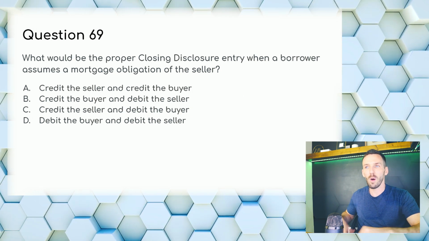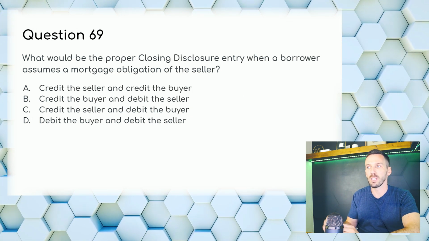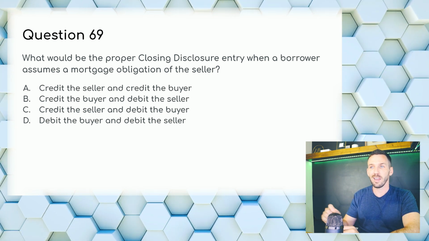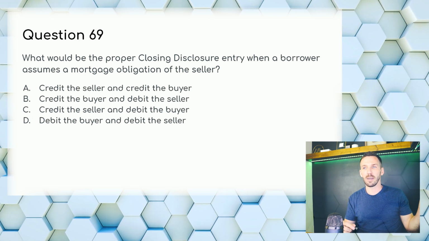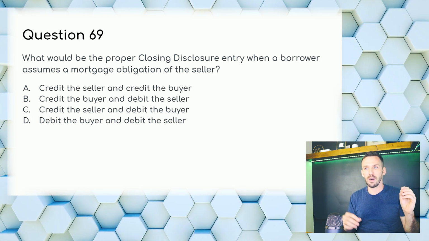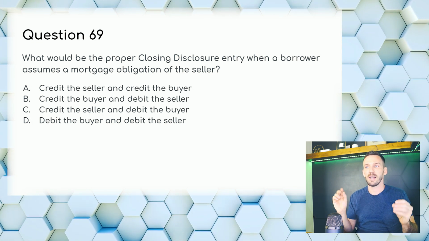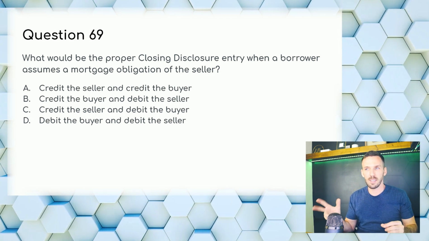Question 69. What would be the proper closing disclosure entry when a borrower assumes a mortgage obligation of the seller? A. Credit the seller and credit the buyer. B. Credit the buyer and debit the seller. C. Credit the seller and debit the buyer. D. Debit the buyer and debit the seller.